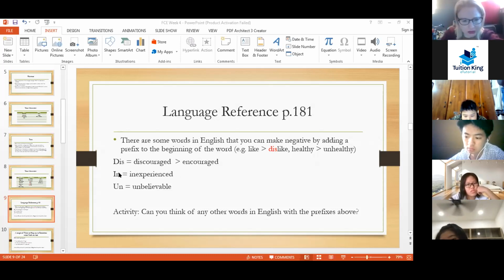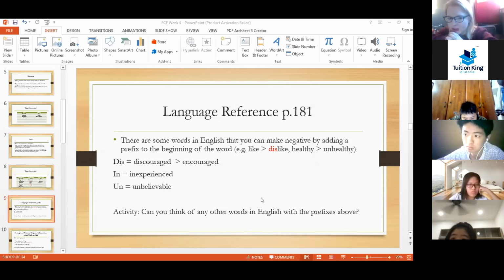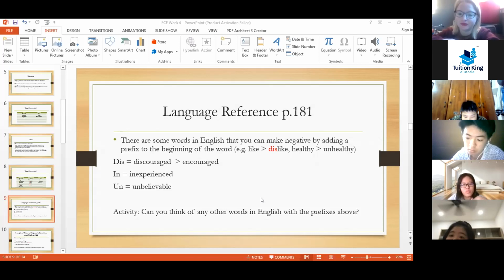Can anyone think of any examples with in? Incredible, I think, doesn't really count as a prefix. I know the word credible does exist, but they're not really related to each other. So I don't think that this one technically counts, especially not in terms of making something opposite or positive. Invisible, good.